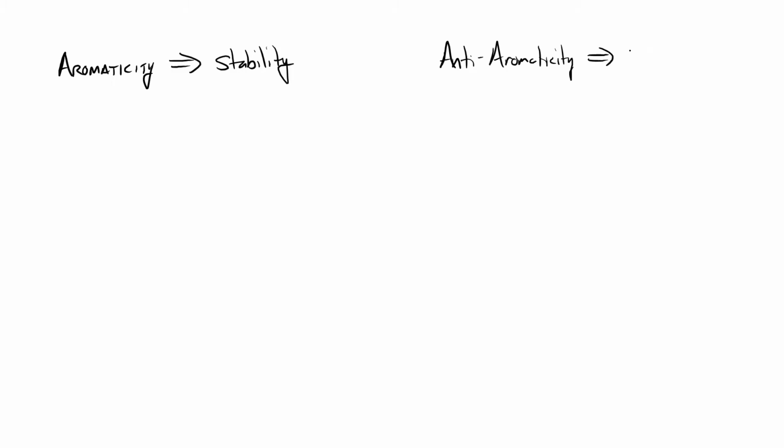As we said in previous slides, aromaticity implies a lot of stability, right? And then also the opposite is true. Anti-aromaticity implies a lack of stability, unstable. So what this means is that if we have a compound that is aromatic, let's use furan, this tends to be pretty unreactive, right? Because it is stable.